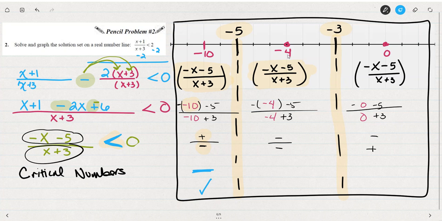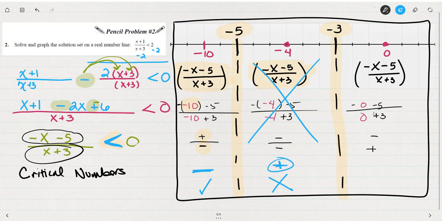When x is negative 4, we have the opposite of negative 4 is positive 4. 4 minus 5 is negative. Negative 4 plus 3 is negative. So a negative divided by negative is positive. This is not in our solution set because we're looking for values that are negative.